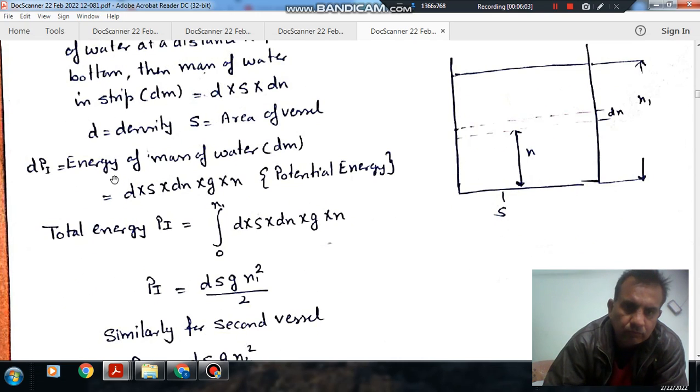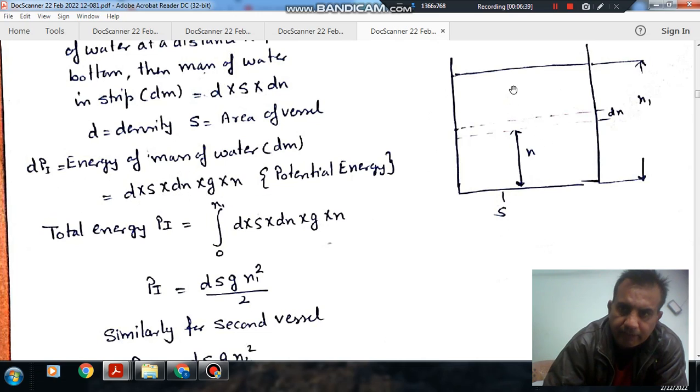So the energy of this mass is obtained from the height of the strip. So this is the mass, and mgh is your potential energy. Here m is ρS dx. For a small elementary strip, it is dm, and then g, and then the height is x. So the potential energy of this strip is ρS dx into g x.